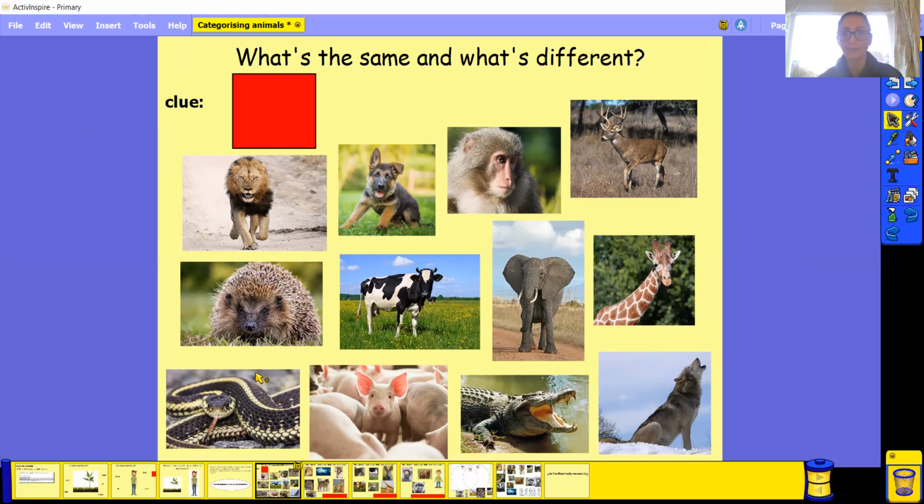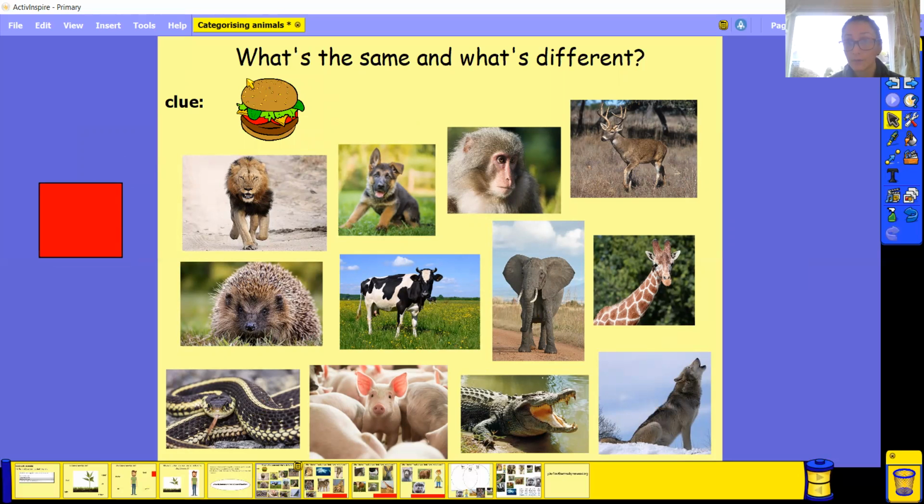Okay, so all of these things need to have food to survive. They are all things that have to find their food, okay? They can't produce it like a plant, because plants are very lucky in that sense, they can make their own food. Whereas these animals, they have to find it. They have to look for their food and find it.